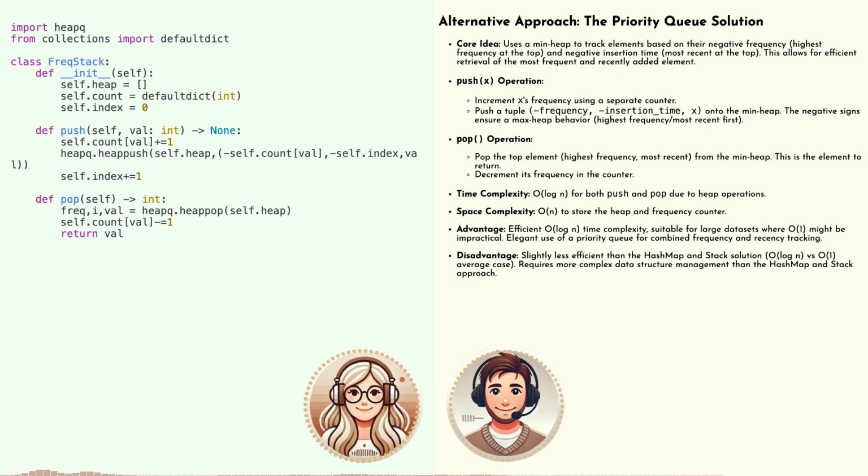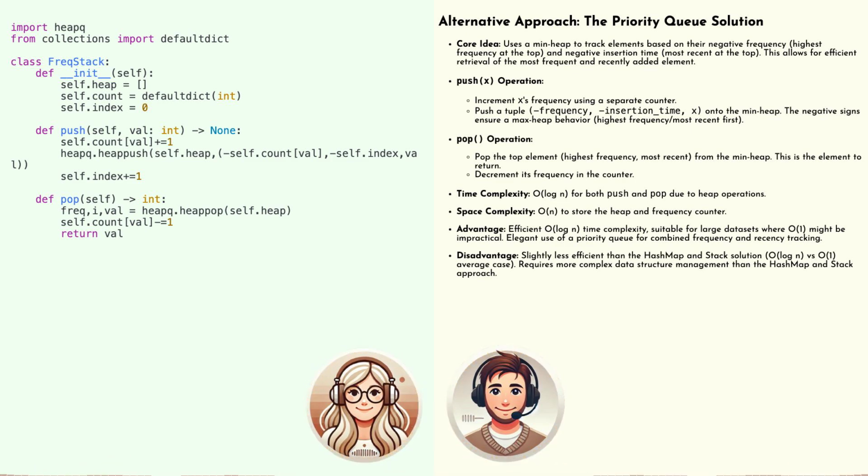I see. By using negative values, we effectively reverse the sorting order of the priority queue. So now the tuple with the most negative frequency and timestamp will actually represent the element with the highest frequency and the most recent addition. It's like turning the problem upside down. You've got it. It's a bit counterintuitive, but it works beautifully with how priority queues are structured. All right, I'm starting to see how this could work, but how do the actual push and pop operations play out with this priority queue setup?